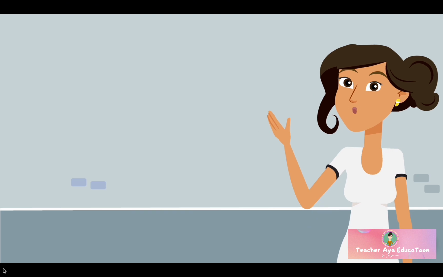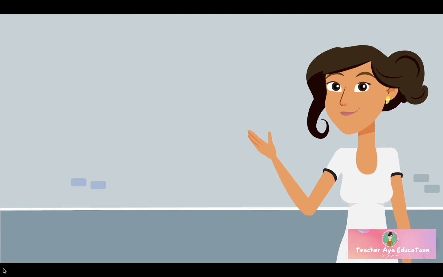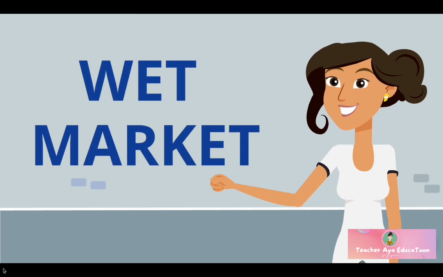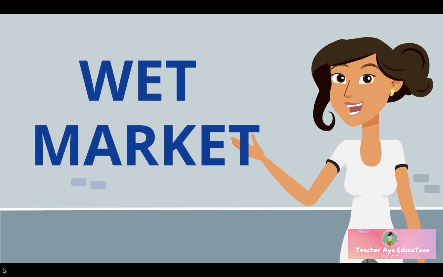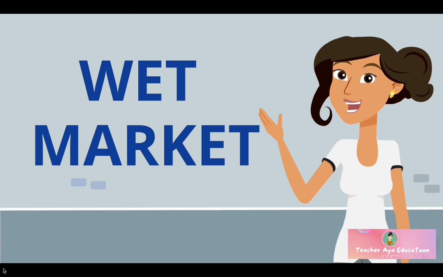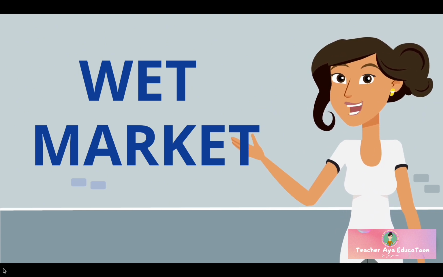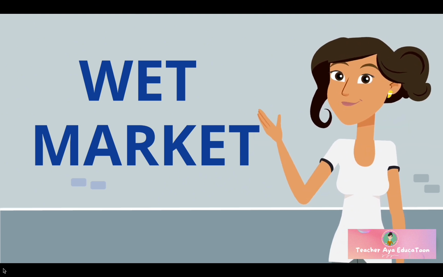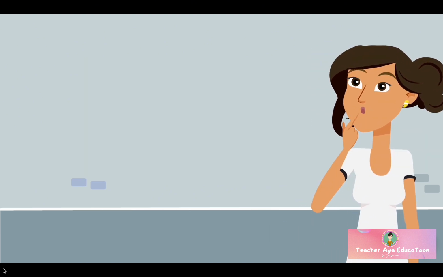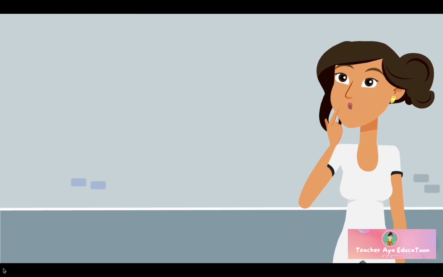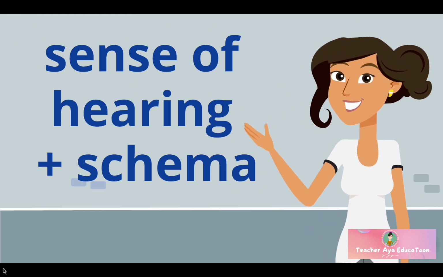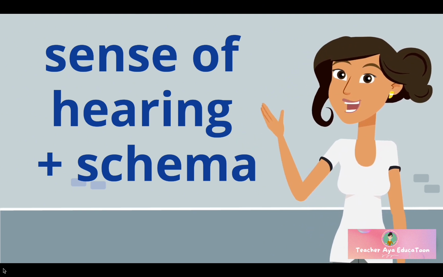Can you describe what do you think is happening in that audio recording? Right, it's the noise of a market where people are busy buying and selling goods. You may even imagine the smell of the fish around you. Based on the audio, how were you able to identify the environment where it took place? Correct. You use your sense of hearing and your schema or prior knowledge of the location.